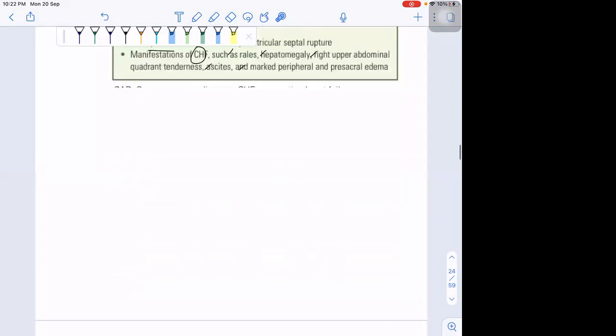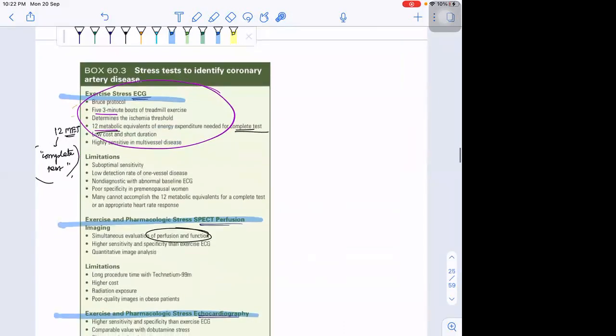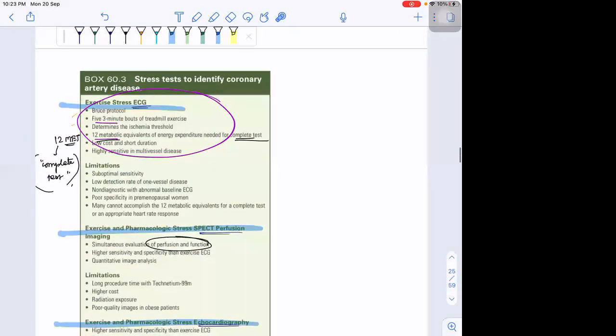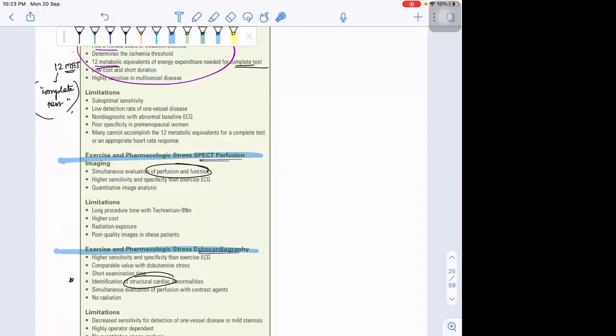What are the stress tests related to coronary artery disease? There are three stress tests: the exercise stress test, exercise and pharmacological SPECT perfusion imaging, and exercise and pharmacological stress echocardiography. The second uses SPECT, and the third one is echocardiography.